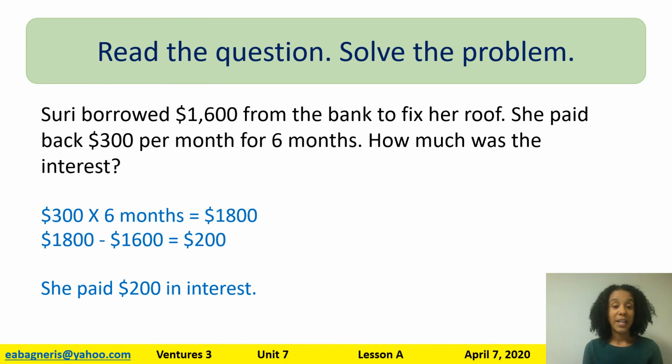So Surrey paid $300 times 6 months. That's a total of $1,800. The $1,800 take away the $1,600 of the original loan means that she paid $200 total in interest. Do you understand? She borrowed $1,600, but in the end, she paid $1,800. That means she paid $200 in interest.